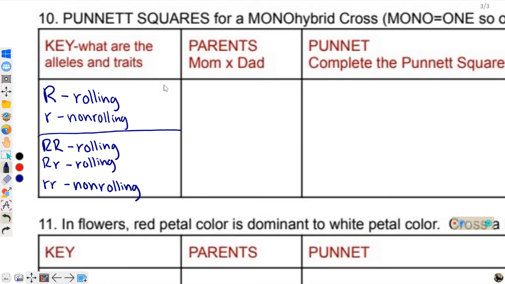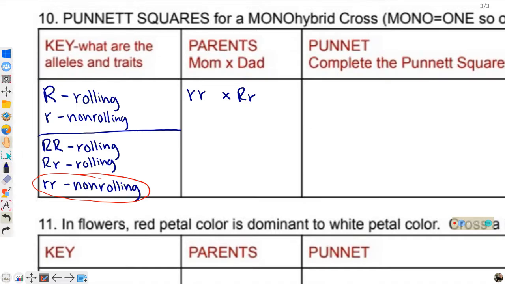Next up, in our problem, it says the dad cannot roll his tongue. That means, looking at our key, his genotype would have to be little r, little r, because he's non-rolling. Then we're going to do an X. That means we're going to cross him. Mom, it says, can roll her tongue. We're going to assume that her genotype is big R, little r.